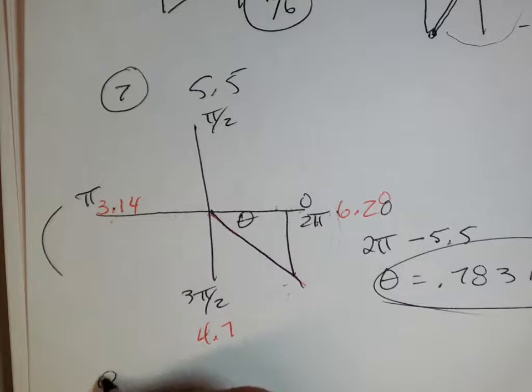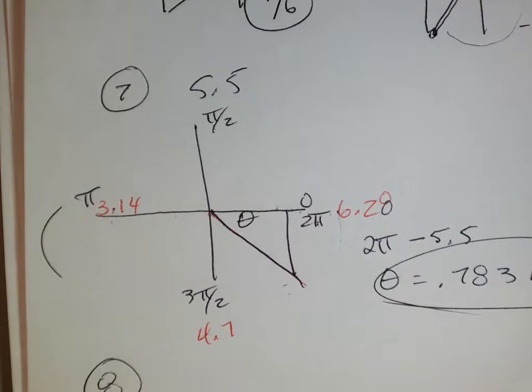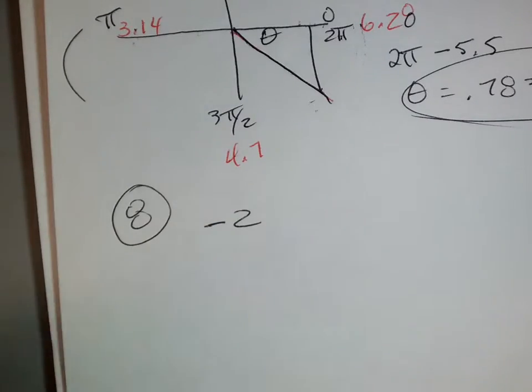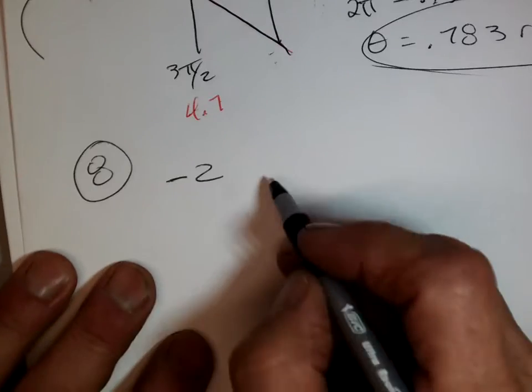All right, number 8. All right, same kind of thing with number 8. Let's take a look at number 8. I've got negative 2. All right, so let's go backwards.